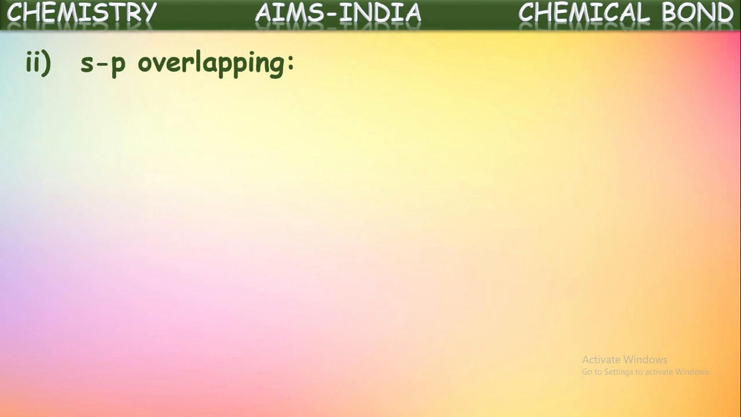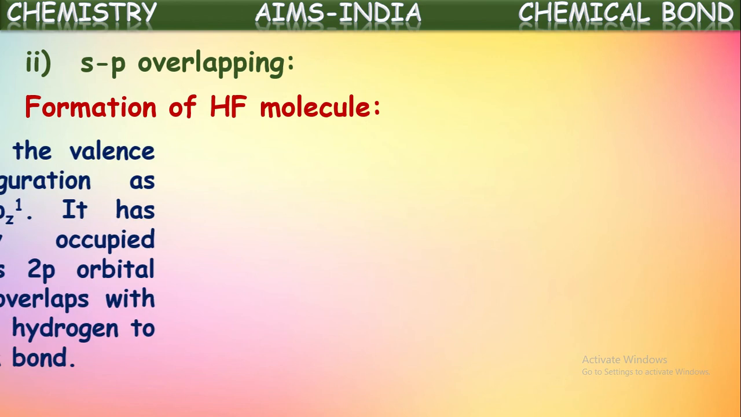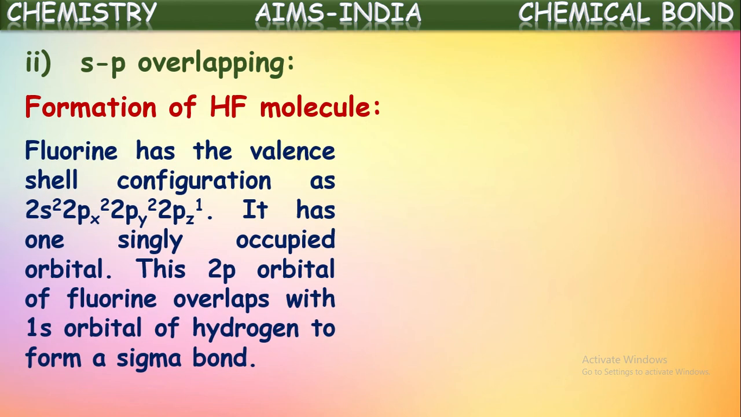Next, let us see another kind of overlapping, that is s-p overlapping. S orbital, p orbital overlapping in the formation of a covalent bond. Let us understand this by taking an example, the hydrogen fluoride molecule. We know fluorine has a valence shell configuration of 2s2, 2px2, 2py2, 2pz1, because its atomic number is 9 and its configuration is 2, 7. Means in the valence shell it has a total of 7 valence electrons.